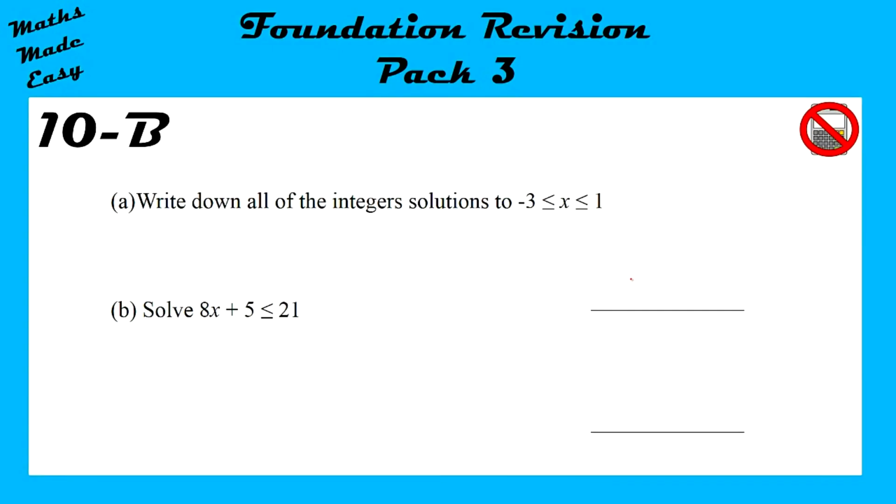10b. So the integer solutions to this inequality, -3, which I can be, -2, -1, 0, and I can be equal to 1. To solve this inequality, 8x plus 5 is less than or equal to 21. Add the 5 to both sides, and I get 8x is less than or equal to 26, and then divide both sides by the 8. Now I can leave this as the fraction 26 over 8, or I could have left it as 3.25.